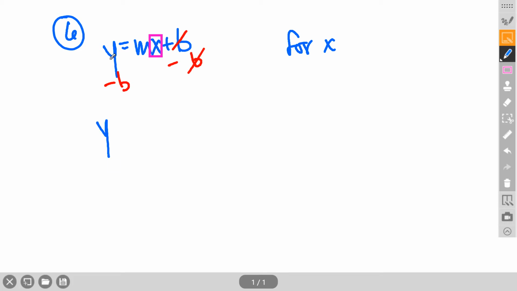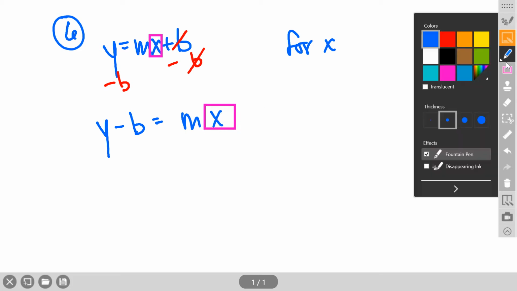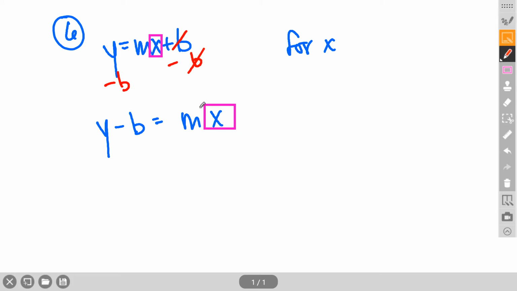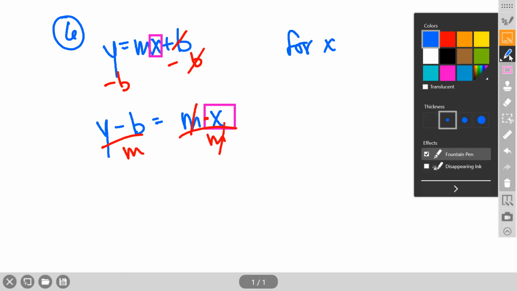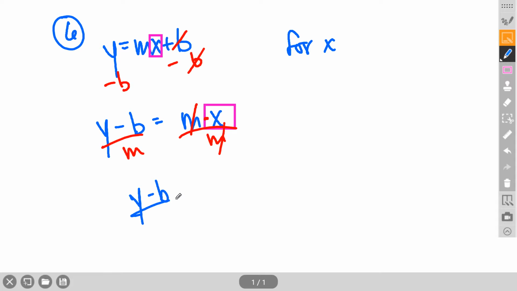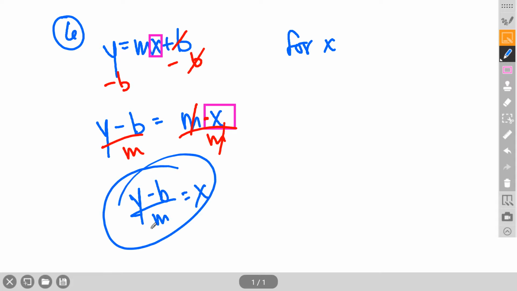And that would just leave me with y minus b equals mx. Okay, so now the term in question is by itself. The term with the x is by itself. So I can now start messing with it. And I need to get rid of the m. The m is being multiplied, so I will divide it because m over m becomes 1. So I got y minus b over m equals x. And this would be solved for x because x is, of course, by itself.